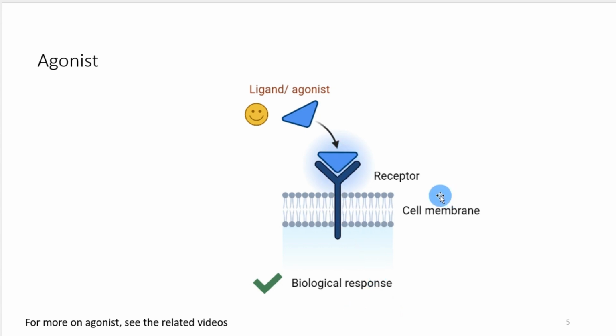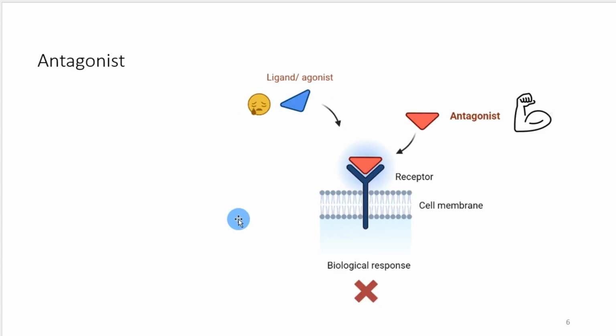In this example, this is our cell membrane, and this is a cell membrane bound receptor. We may call it a GPCR. The drug or the agonist has been administered, and it's quite happy to take this receptor and produce a biological response in the cell. Now, with the same picture on screen, let's see what an antagonist is.